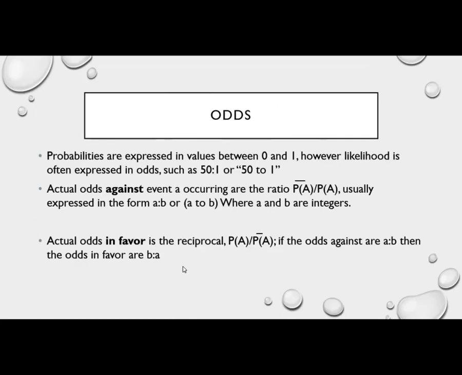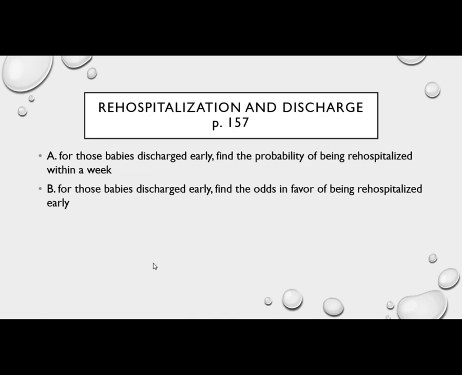Odds. Probabilities are expressed in values between 0 and 1. However, likelihood is often expressed in odds, such as 50 to 1. Actual odds against an event occurring are the ratio of the probability of not A over the probability of A, usually expressed in the form A to B, where A and B are integers. The actual odds in favor is the reciprocal, so the probability of A over the probability of not A. If the odds against are A to B, then the odds in favor are B to A.